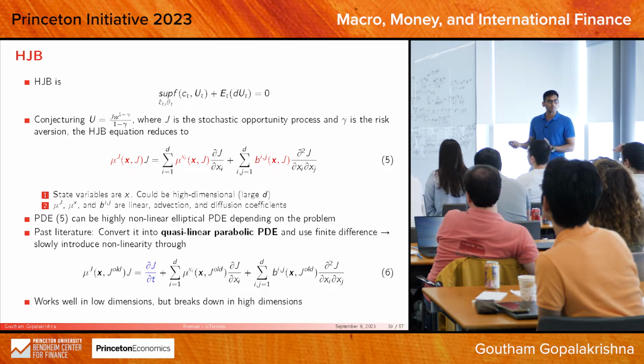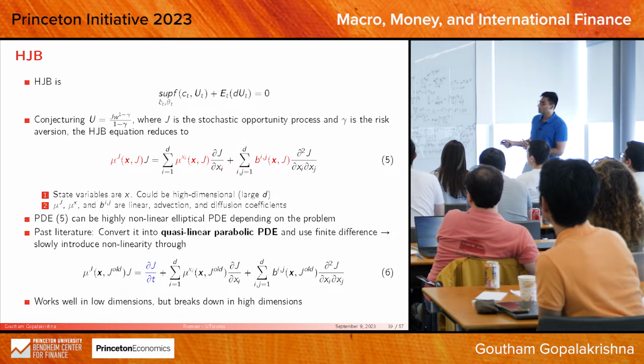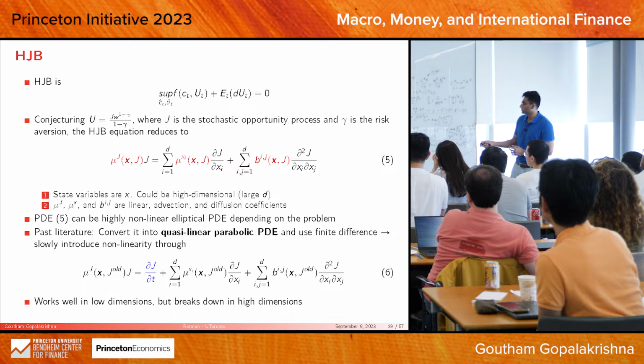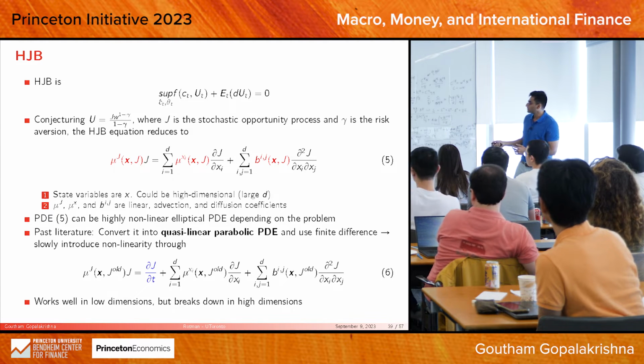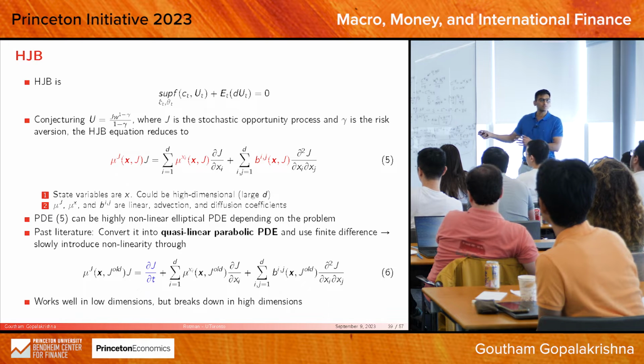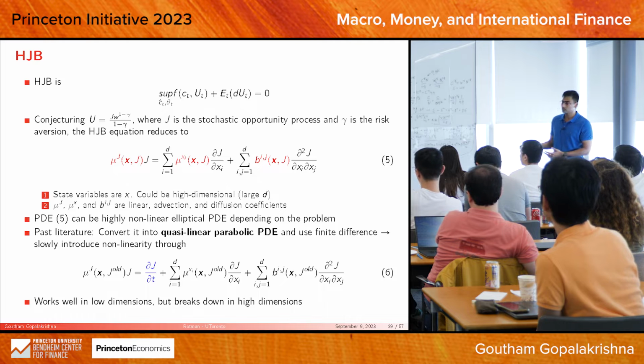What has the past literature done? In low dimensions, it transforms this elliptic PDE into a quasi-linear parabolic PDE by introducing a false time derivative. What it does is it converts these unknown PDE coefficients into known constants, because you're freezing these PDE coefficients as known from the previous iteration, J old. And now the goal is to solve this linear parabolic PDE. You can simply discretize this and solve it, which works really well in low dimensions. As long as you move to 3 dimensions, it becomes very difficult. In particular, the cross partial derivatives create a lot of problems.